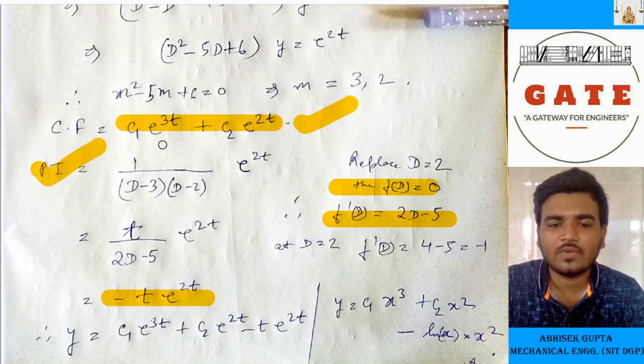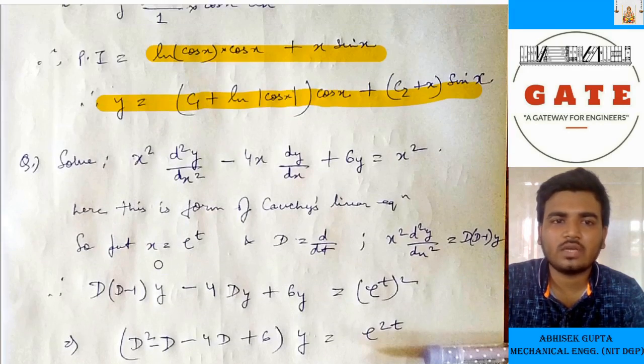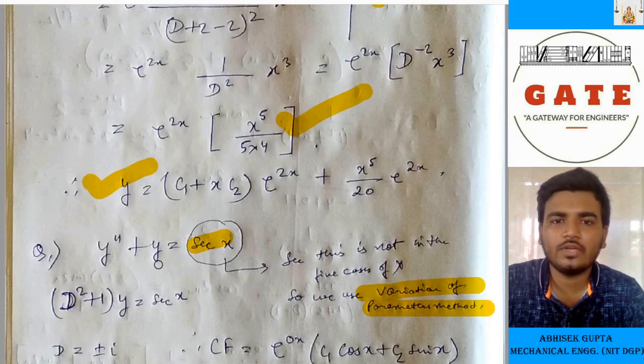Okay. So after replacing we get the complete solution as: y = c1 x³ + c2 x² − ln x · x². So this completes the questions of differential equation. I hope you like this video.